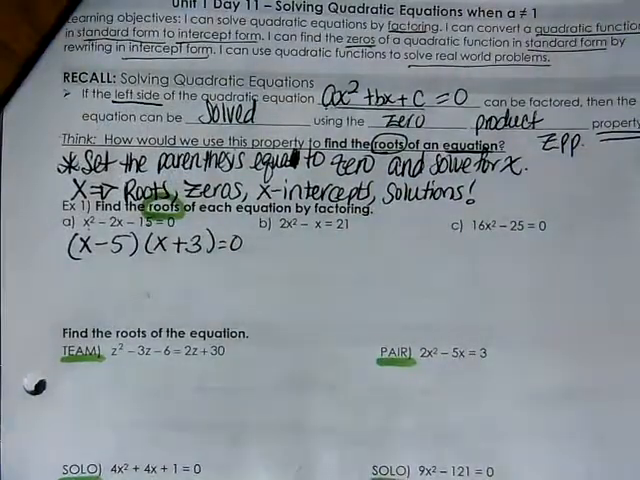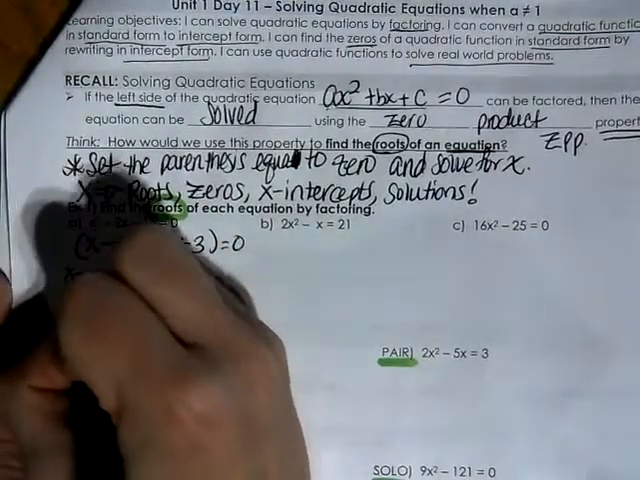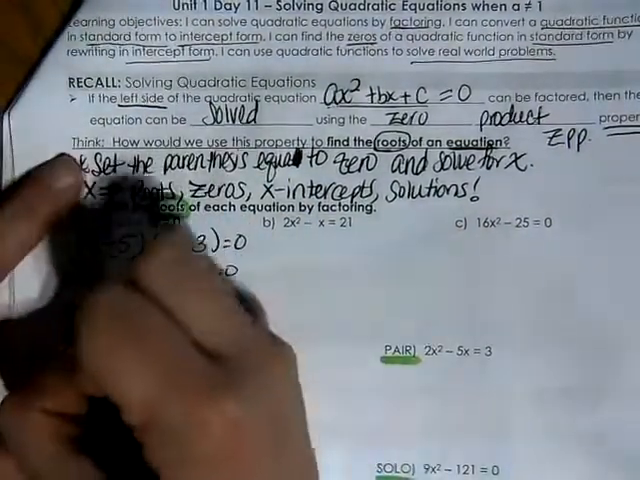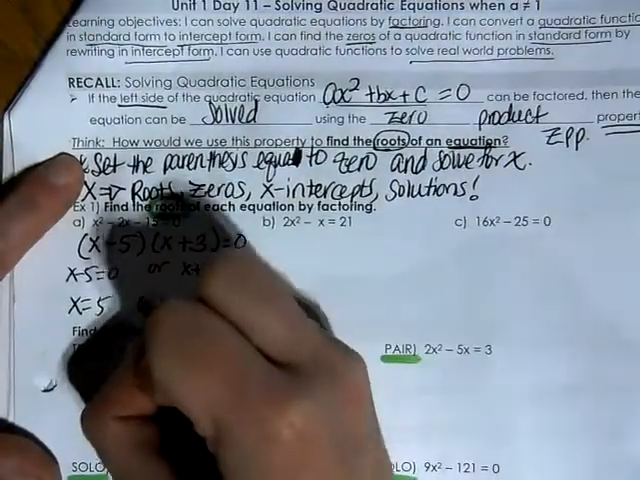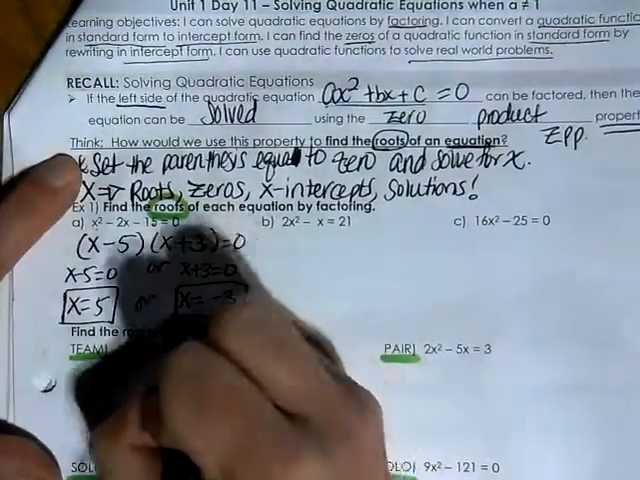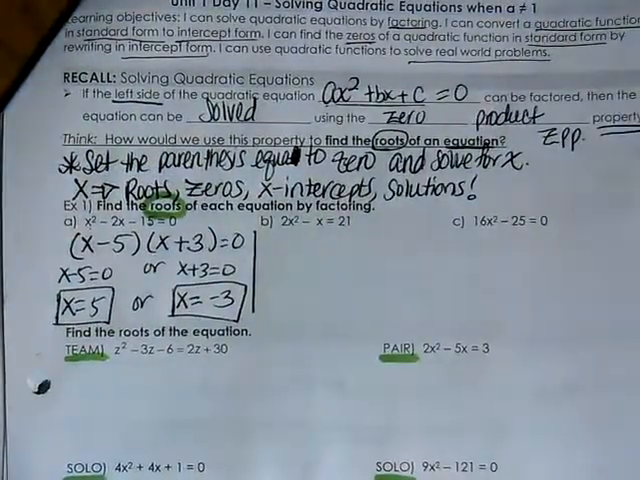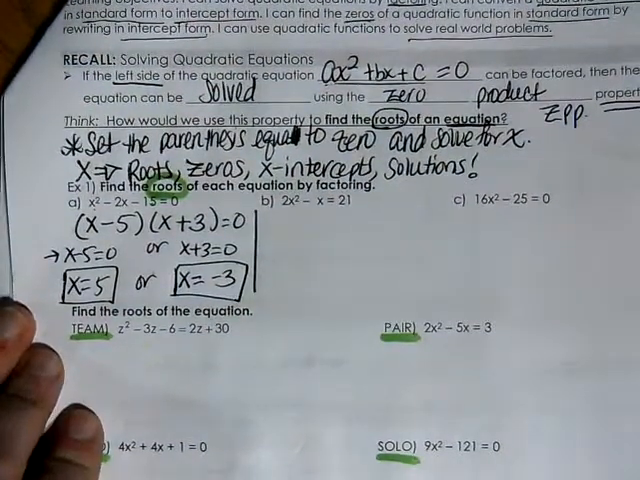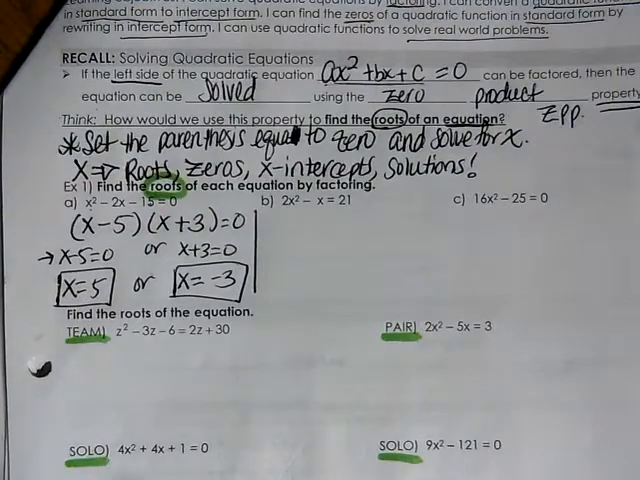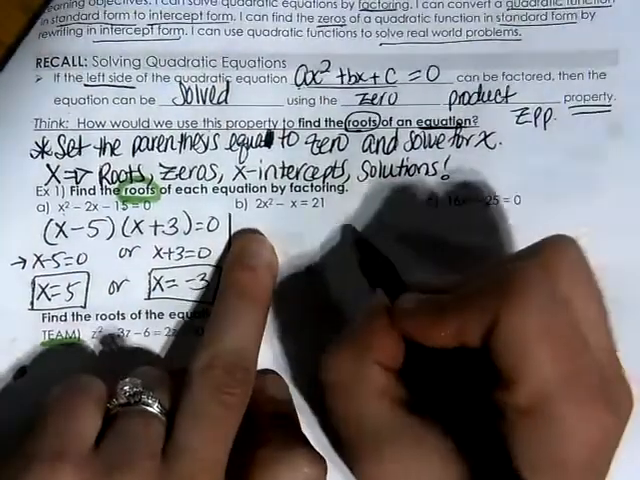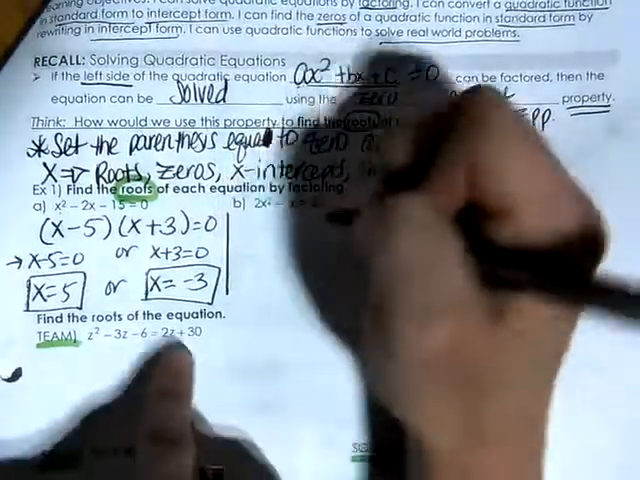So therefore we set each parenthesis equal to 0. X minus 5 would equal 0, and x plus 3 would equal 0. I add 5 to both sides to find x equals 5, and I would subtract 3 on both sides to get x equals negative 3. These two numbers are the roots of the equation. This step right here of setting each parenthesis equal to 0, you don't have to show that step because a lot of us might be able to do this work in our heads, but if you need to show it, that's perfectly fine.